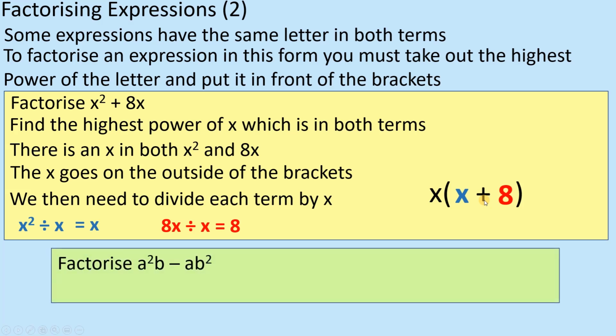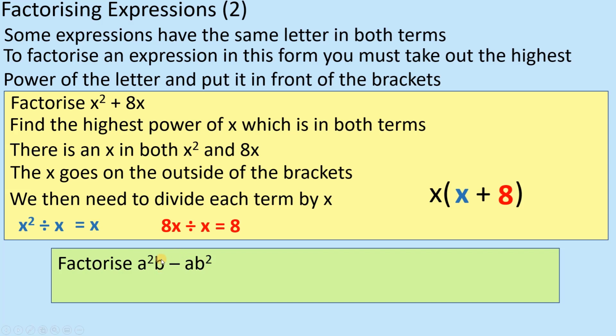All right, so let's have a look at one more, which is a little more awkward because it's got a few more things. But again, concepts are very much the same. I'm looking for letters that appear in both and the highest power of both. Okay, so I'm looking at the a squared b and the minus ab squared. Well, I hope you can see there's an a and b in both of these two things. But is there an a squared in both of these? No. All right, so there's definitely an a.